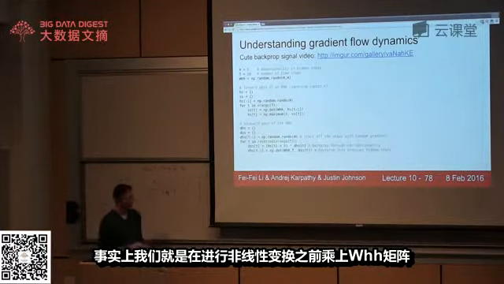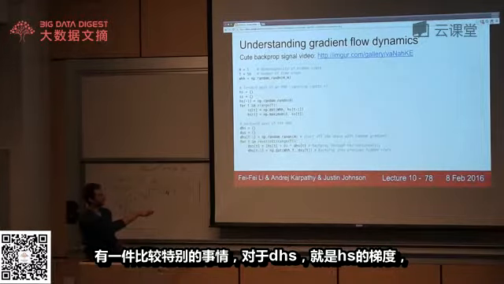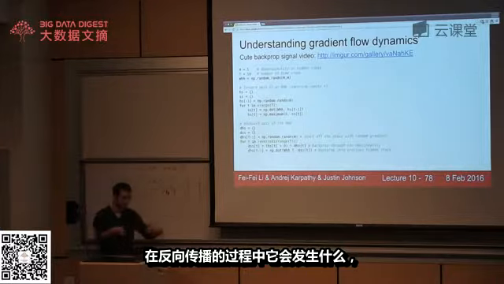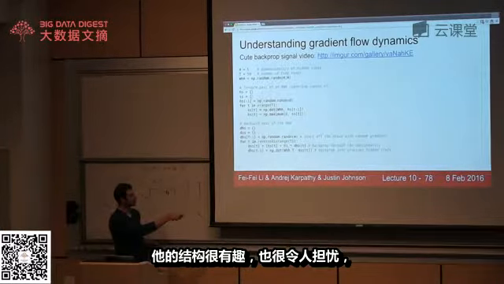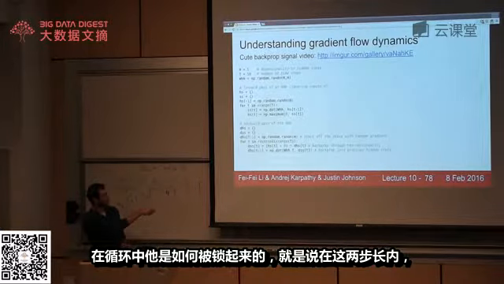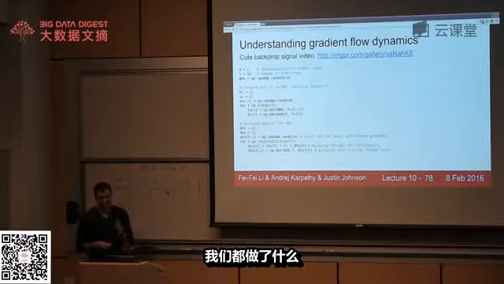And so there's something very funky going on when you actually look at what happens to these DHs, which is the gradient on the H's, as you go backwards through time. It has a very funny structure that is very worrying. As you look at how this gets chained up in the loop, what are we doing here with these 2 time steps?